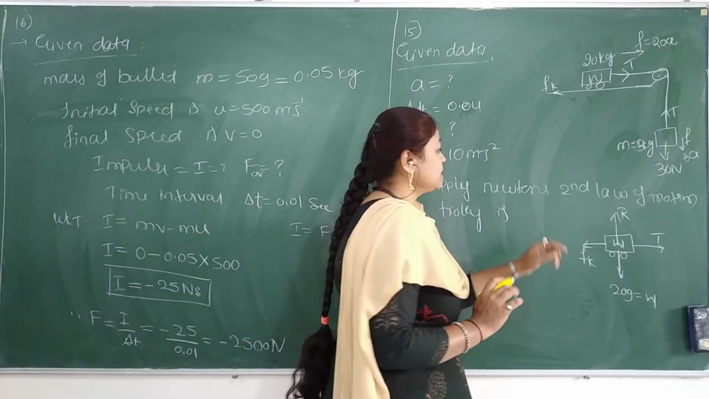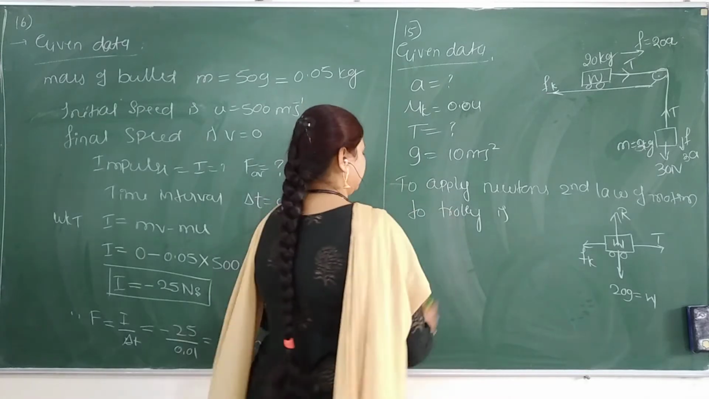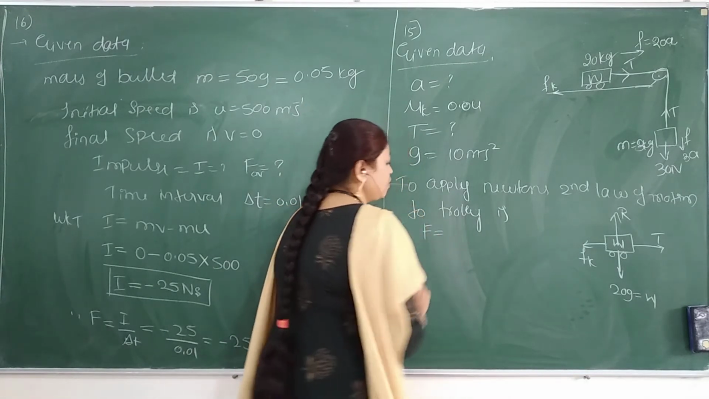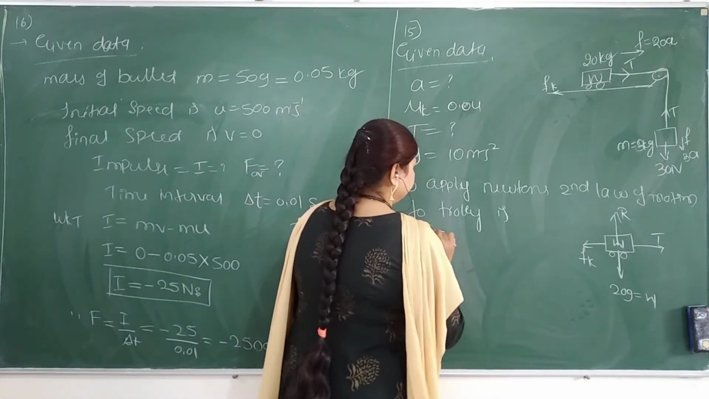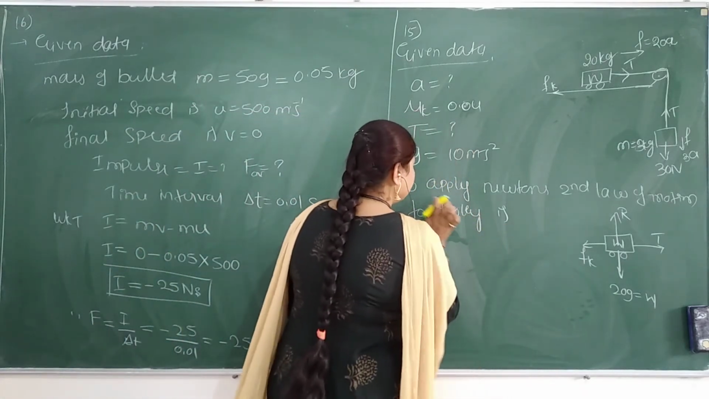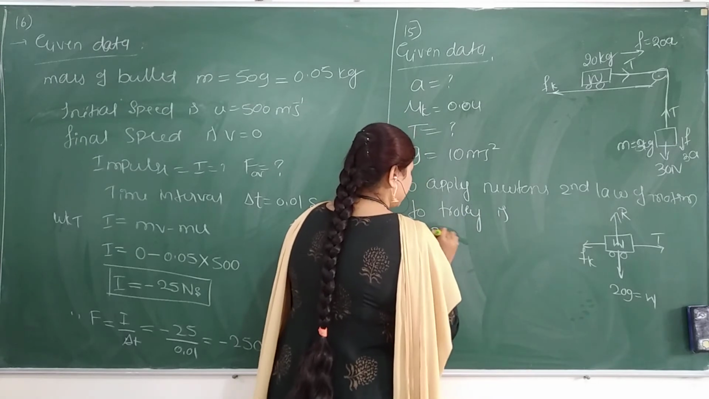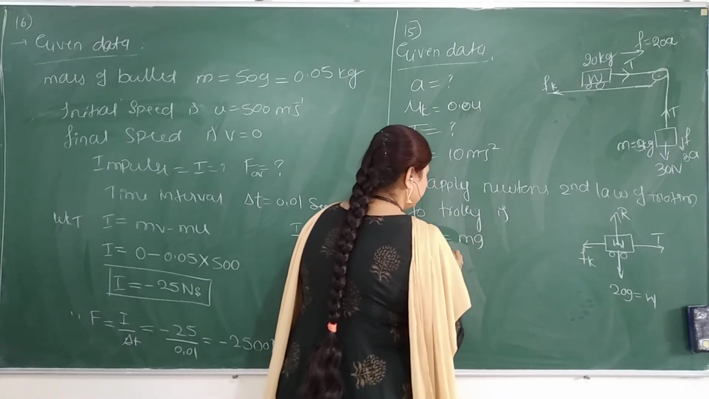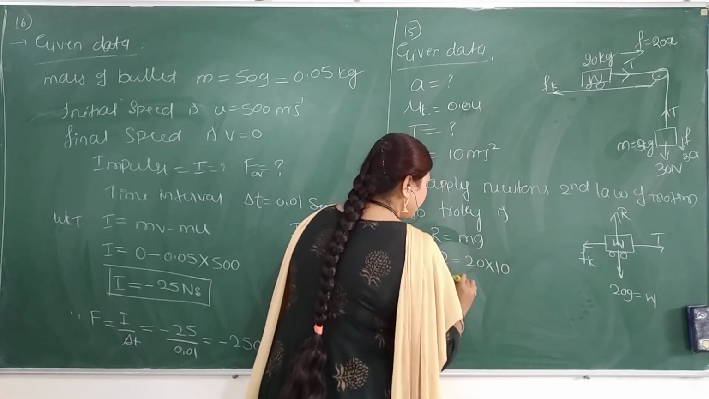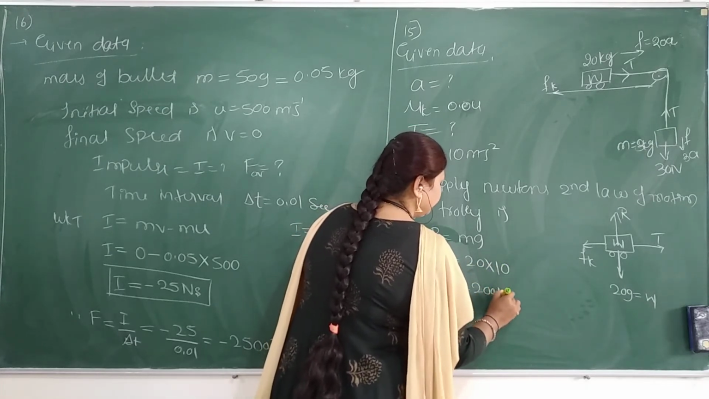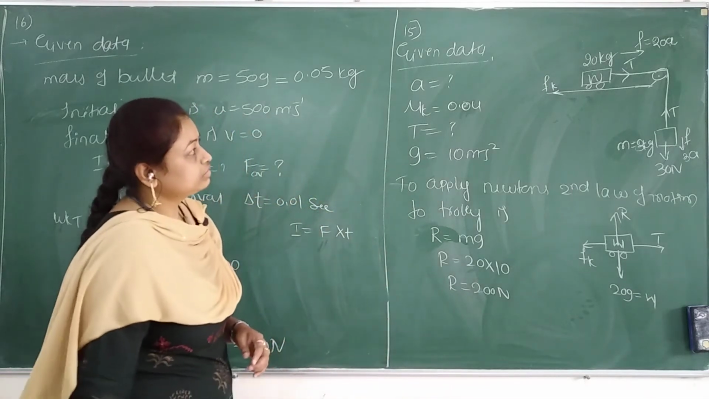Now apply Newton's second law of motion for vertical. So Newton's second law of motion is for F is equals to, first R equals to, balance the vertical forces. R is equals to M into G. So R is equals to, M is how much? 20. G is 10. So total R is equals to how much? 200 Newton. Is it?